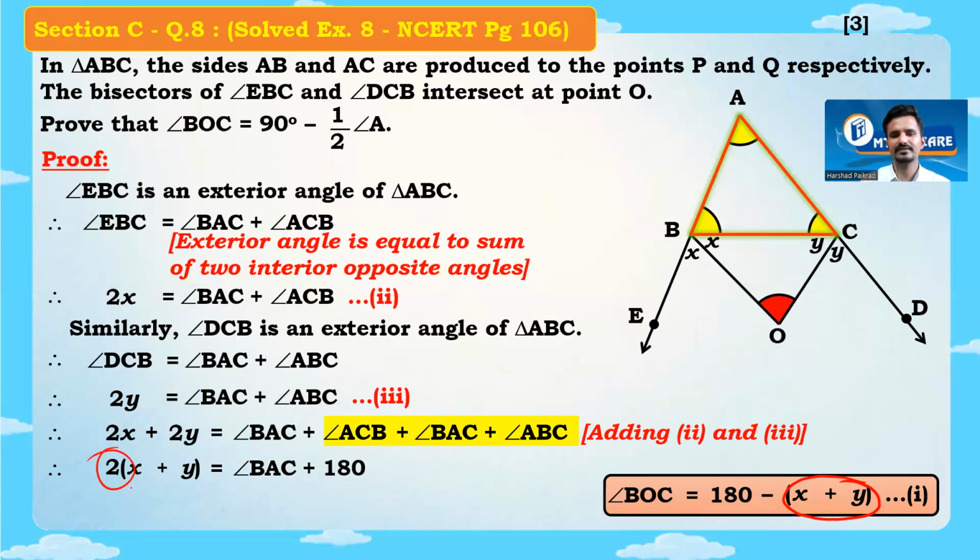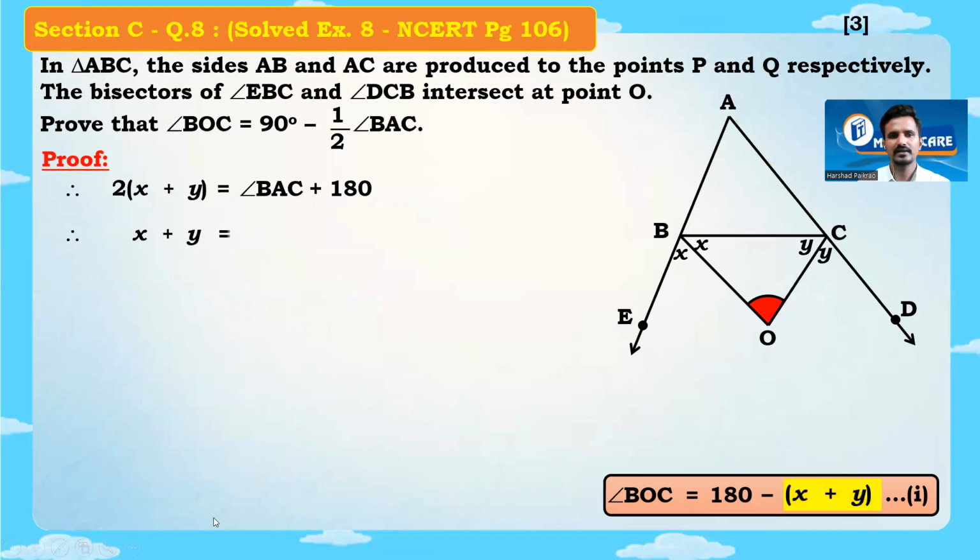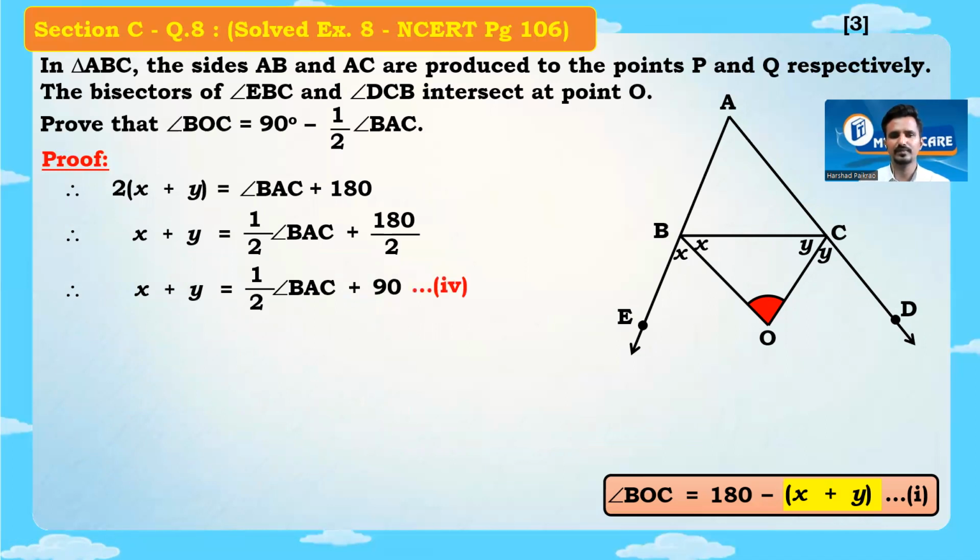So when it goes on the right side, it will divide each term on the right side. So we will get x plus y is equal to angle BAC divided by 2 plus 180 divided by 2. That gives us x plus y is equal to half angle BAC plus 90, because 180 divided by 2 is 90. So what we have got is the value of x plus y. We will call it equation number 4.